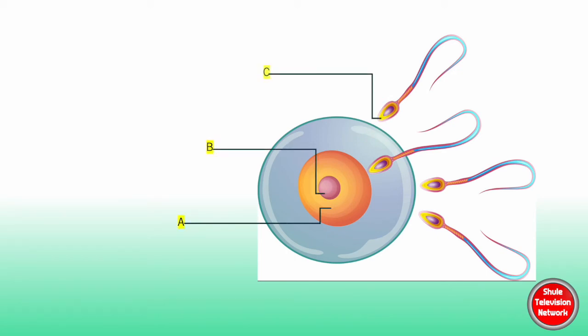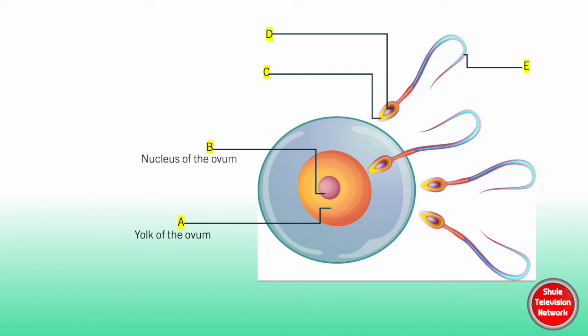This diagram shows the female reproductive cell, which is known as the ovum. The diagram also shows the male reproductive cell, which is the sperm. A is the yolk of the ovum. B is the nucleus of the ovum. C is the head of the sperm. D is the nucleus of the sperm. E is the tail of the sperm.